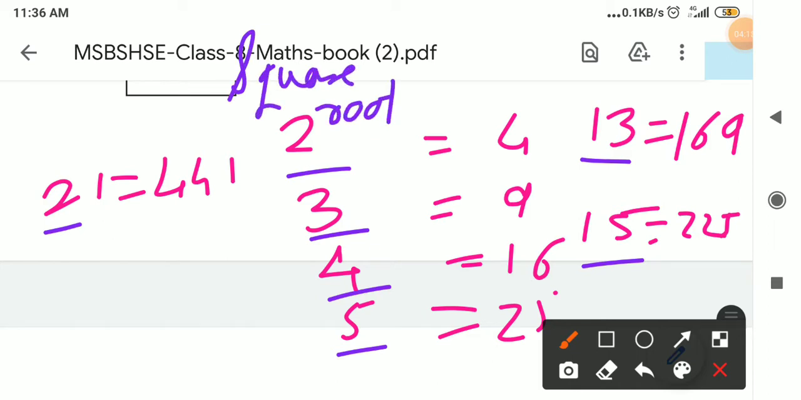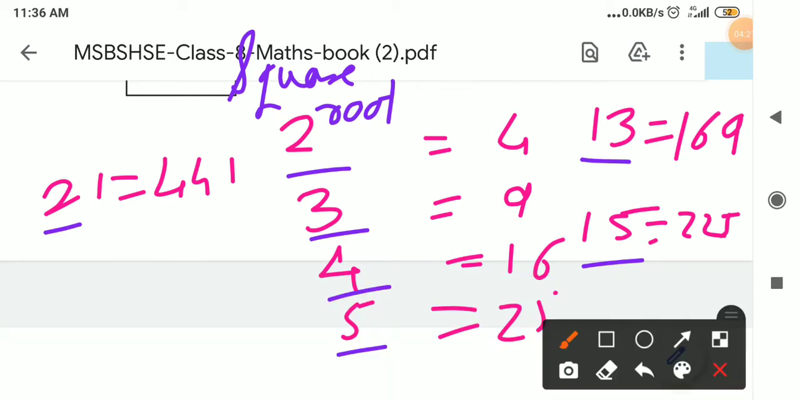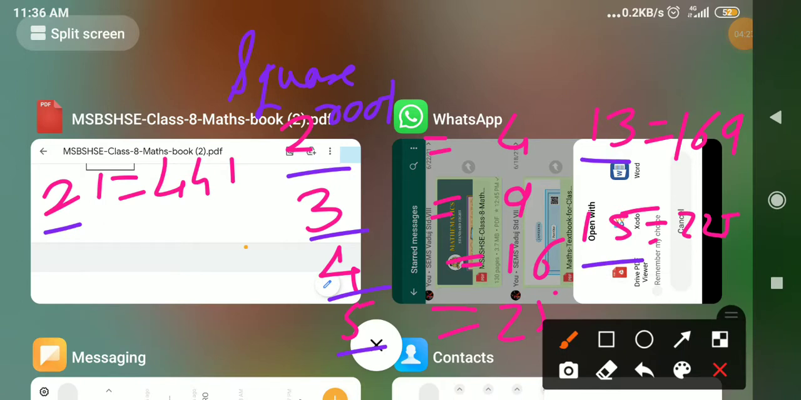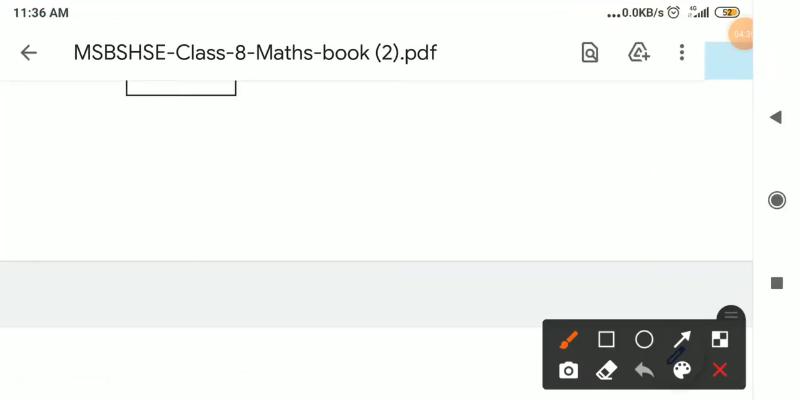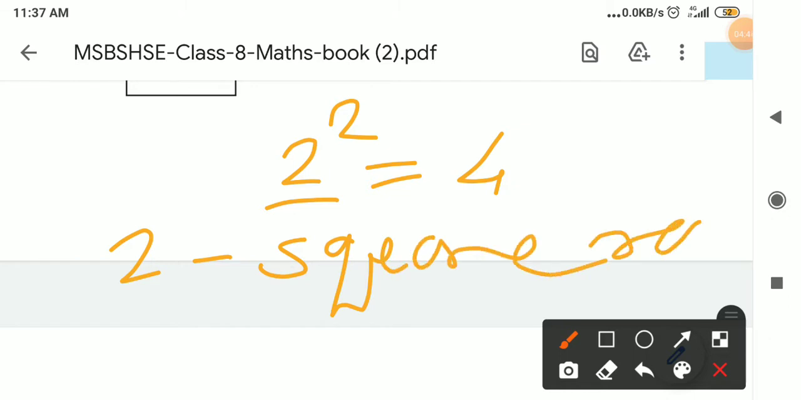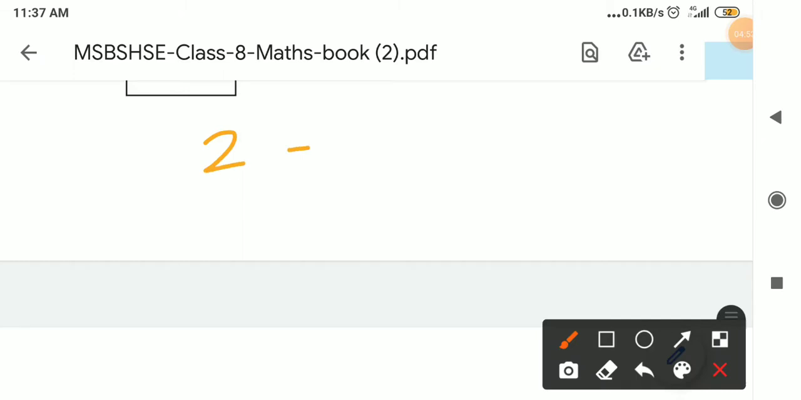The numbers which I will underline with this color, wait, it was deleted. So 2 squared is equal to 4. Here 2 is the square root, and 4 is the square. That thing we have to keep in mind. What I said is that if 2 squared is 4, then 2 is a square root and 4 is a square.